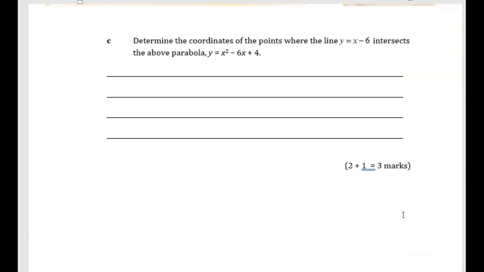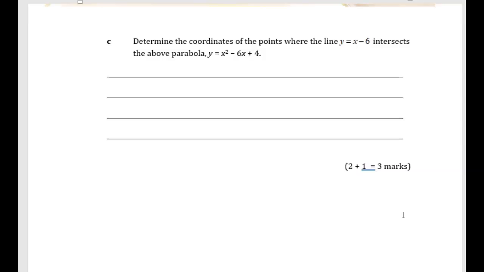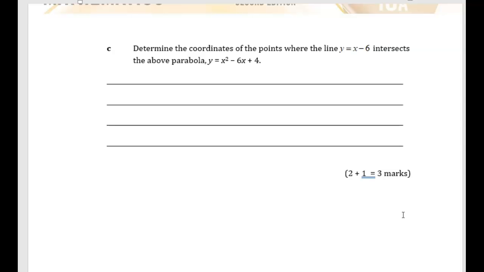Okay, question C. Oh, I thought we were going to have to do the x-intercepts. I'm like, oh, I just did it. Okay, determine the coordinates of the points where the line y equals x minus 6 intersects the parabola y equals x squared minus 6x plus 4. So for this one here, we've got two simultaneous equations basically.